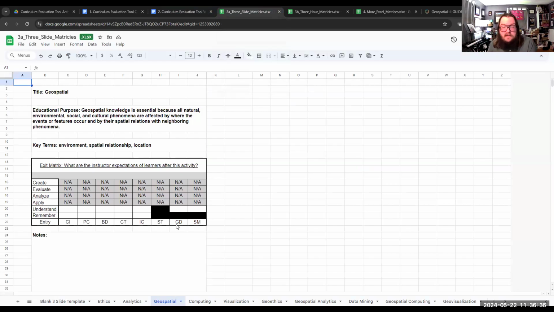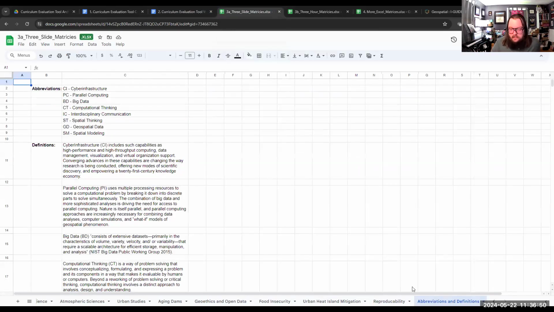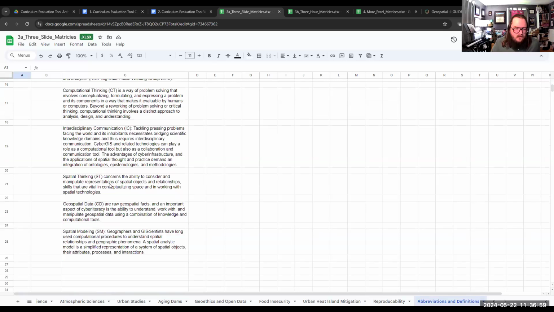We talk about geospatial data. We've got to know what that term is. We talk about some modeling as well. So that's one example of how that works. Wait a second, Forrest, what are all those abbreviations? Well, they're from our paper and they're all defined in abbreviations and definitions at the end of the Excel sheet. So spatial modeling, geospatial data. What is spatial thinking? The ability to consider and manipulate representations of spatial objects and relationships. Great, fantastic. So you can see how many of these there are in one of these examples.